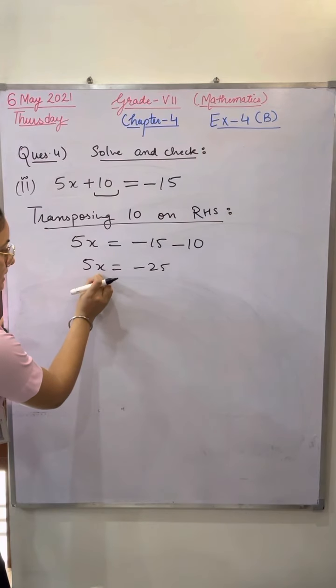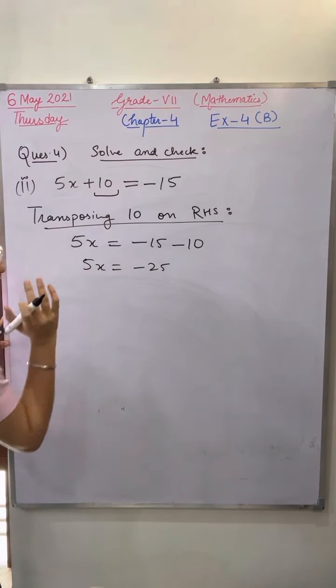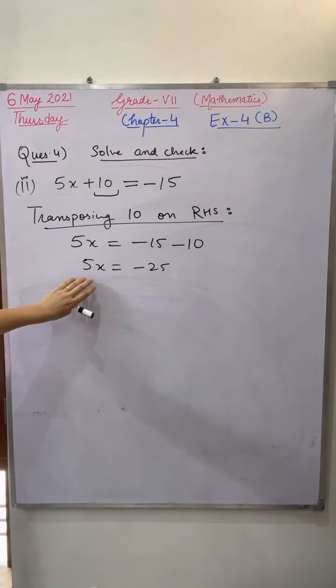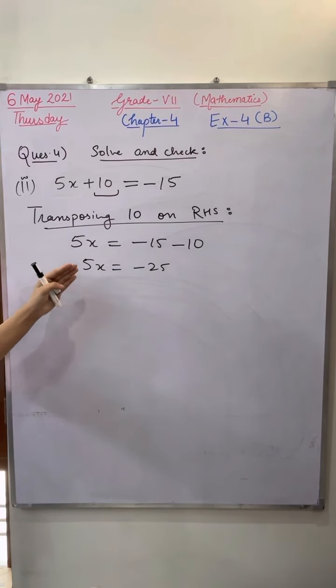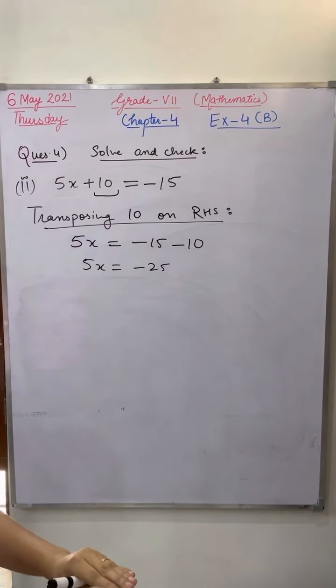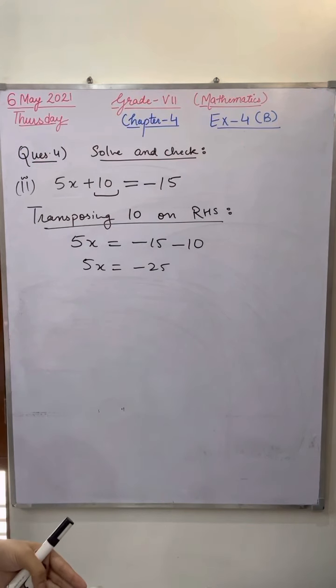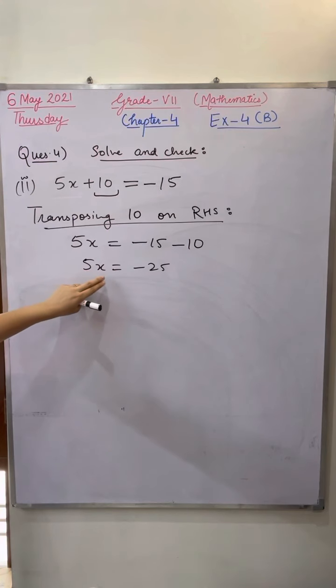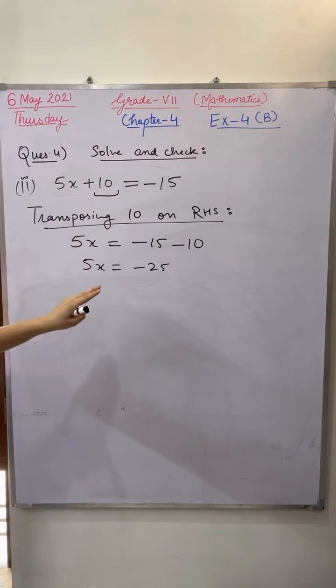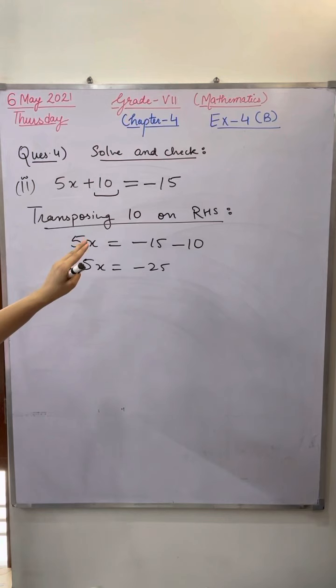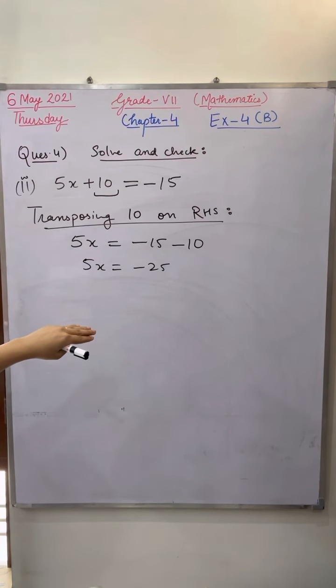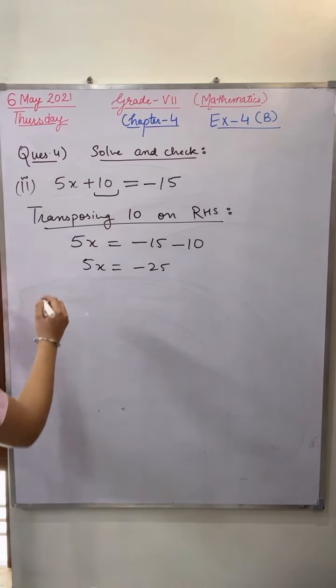I want only x, so what do I have to remove? The 5. Okay, so how can I remove the 5? Do I have to multiply with 5 or divide with 5? It is already in multiplication. If I divide by 5, this 5 will be removed. So I have to divide by 5.